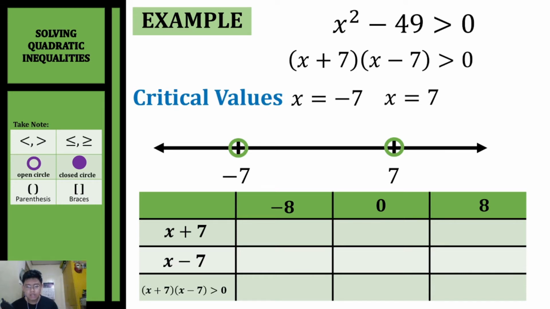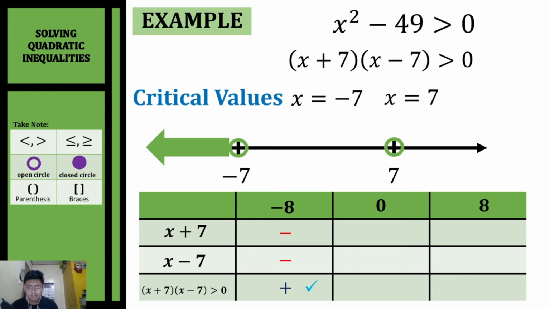Now, since we call it the table of signs, we will just get the sign and apply the rules in multiplying integers. So negative 8 plus 7, what are we going to have? We will get a negative number. Negative 8 minus 7, another negative number. So negative times negative, the answer will be positive. Their product is a positive number. Is it greater than 0? Yes. So since it is greater than 0, all the numbers to the left of negative 7 are possible solutions to this inequality. It can be negative 9, negative 9.5, or any number as long as it is to the left of negative 7.